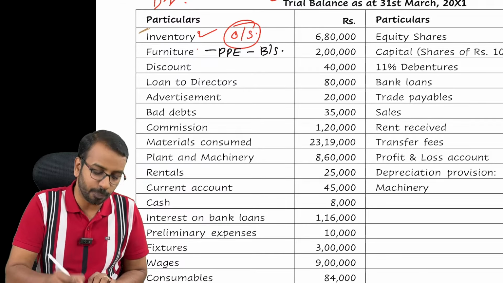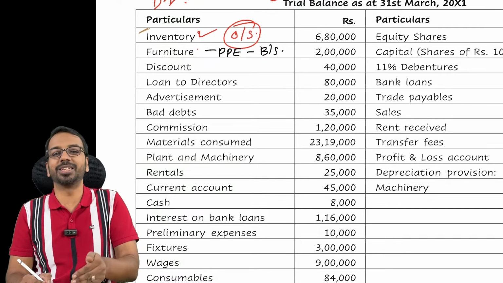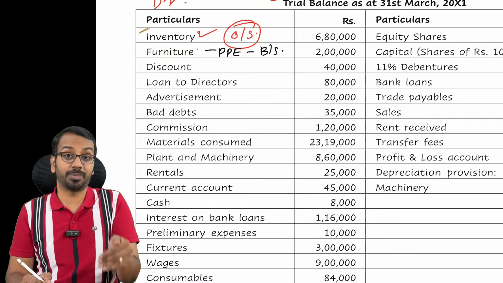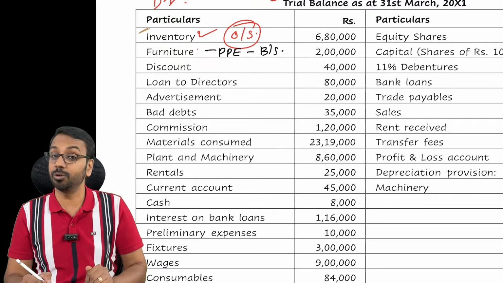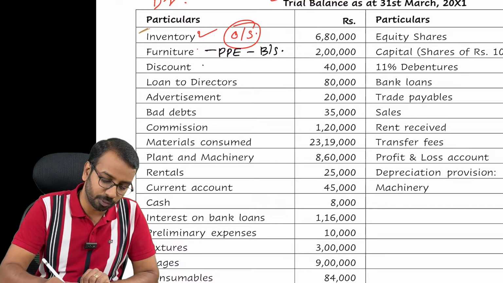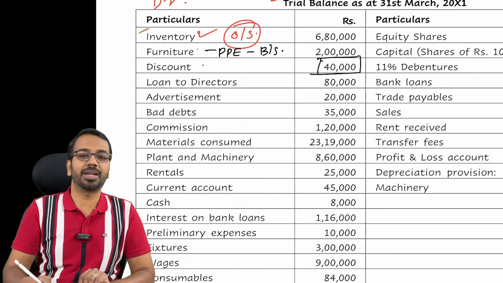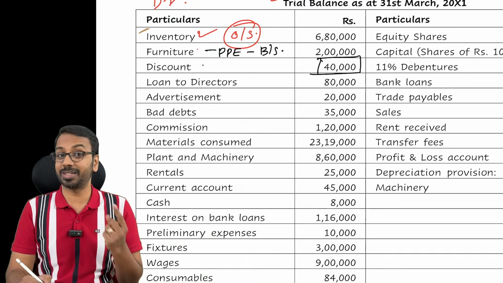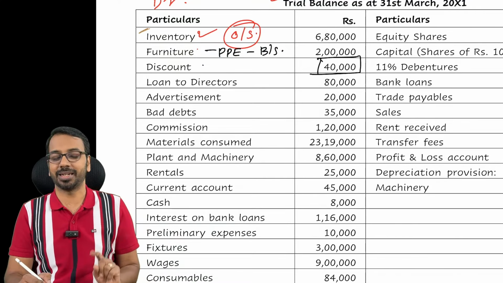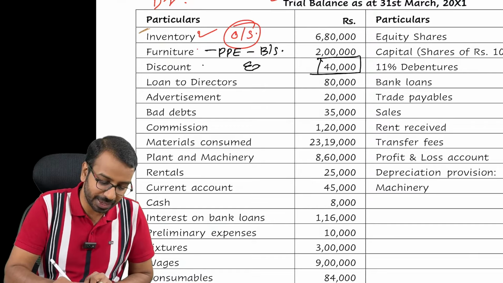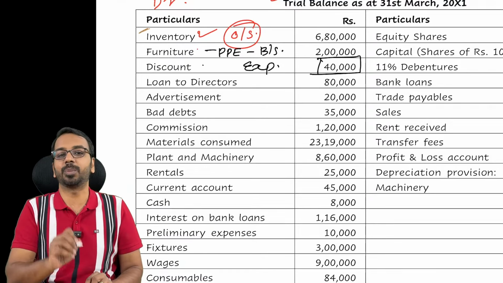This will appear in the balance sheet. Of course, in this question, we don't have any further information on depreciation, but that also we need to check. Then discount. Now, if discount appears on the debit side, is it an income or an expense item? It is an expense item. So, this discount is my expense to be shown in the P&L.